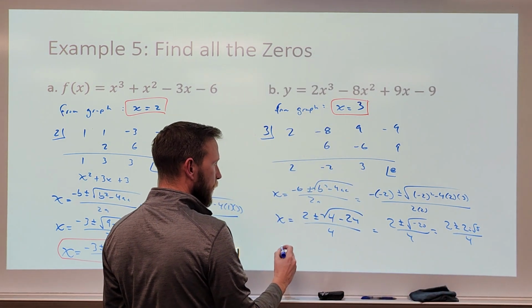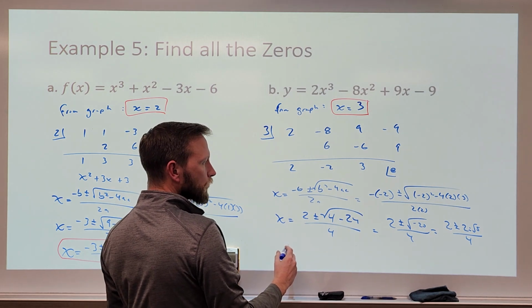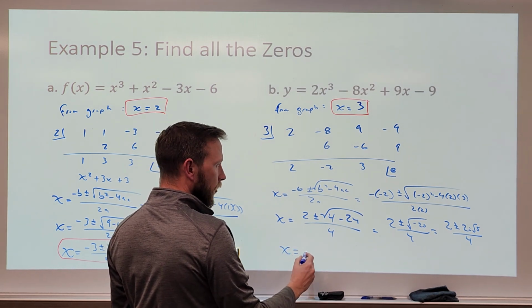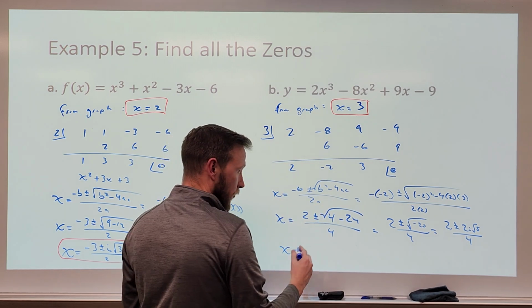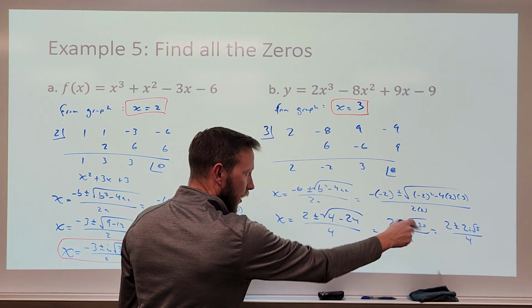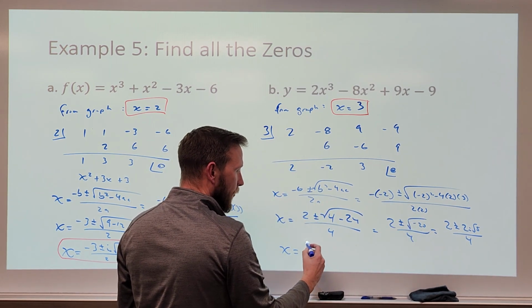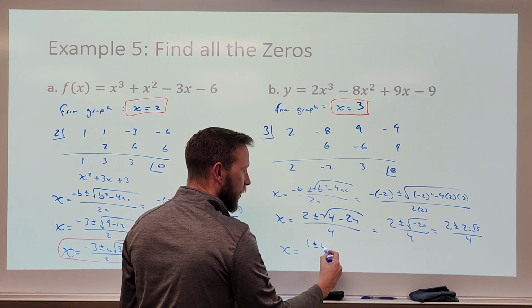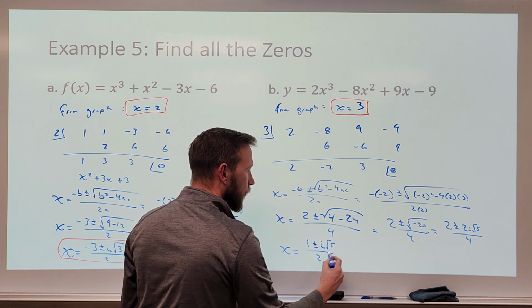If you're having trouble simplifying those radicals, then obviously we need to practice that. All right, come see me. I got lots of practice for you. Here we have a common factor of 2 on top and bottom, so this gives us 1 plus or minus i square root of 5 over 2.